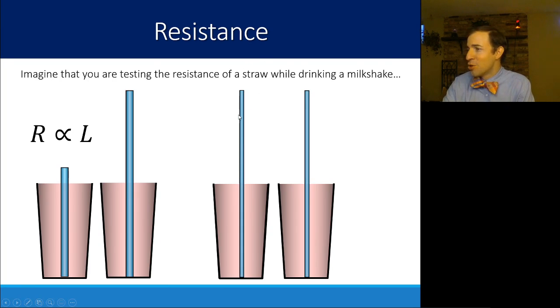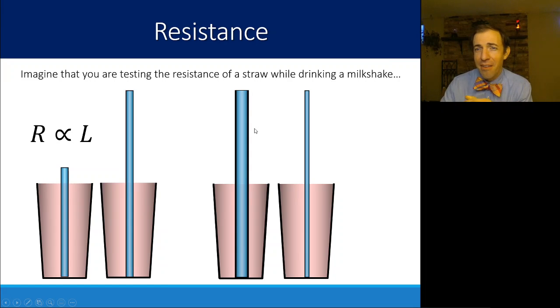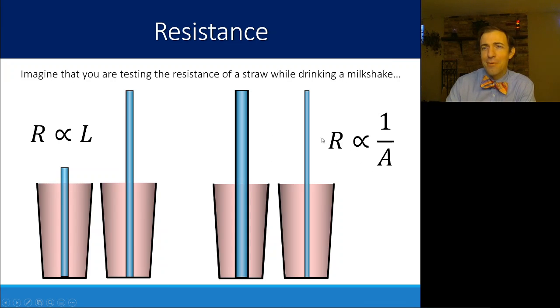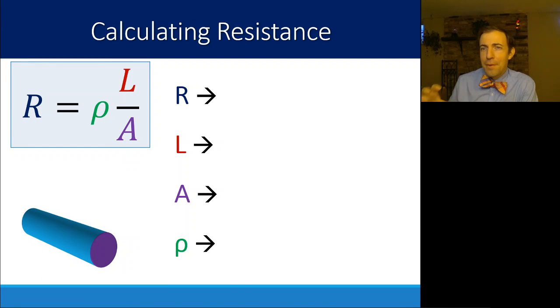Also, if we think of changing the shape of the straw, if we make a straw much wider, increase its cross-sectional area, you can imagine that it becomes easier to drink a milkshake through a fat straw than a tiny skinny straw. So we would say that the resistance is proportional to the inverse, 1 over the area, which means that if the area gets big, then the resistance has to go down and vice versa. So if we were to combine all of this into a mathematical relationship, the relationship looks something like this, where the length is directly proportional to the resistance and the area is inversely proportional to the resistance.